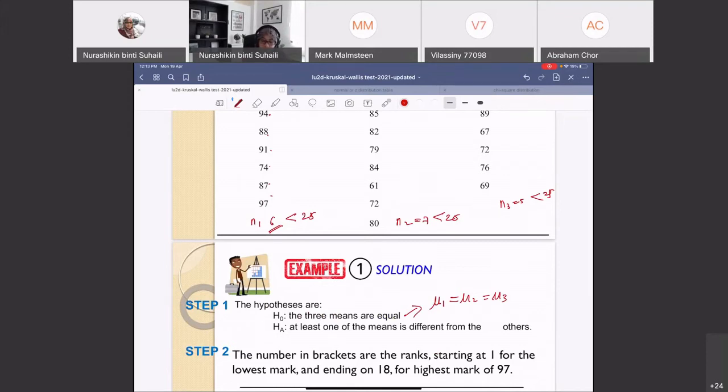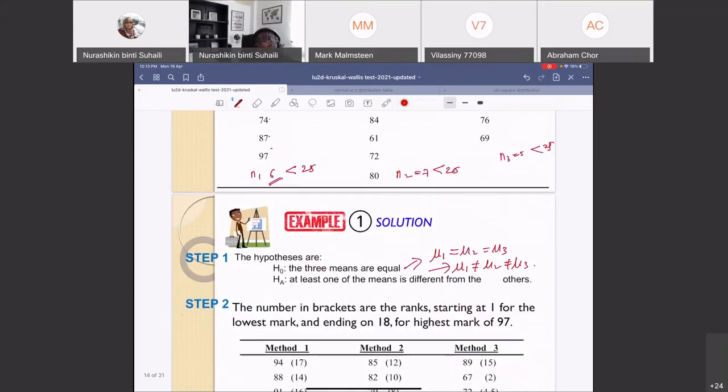Alternative hypothesis, this is what I meant just now. At least one of the means is different from the others. That is the alternative hypothesis. Or you can also say that mu1 is not equal to mu2, or it's not equal to mu3. It can also be written like that.